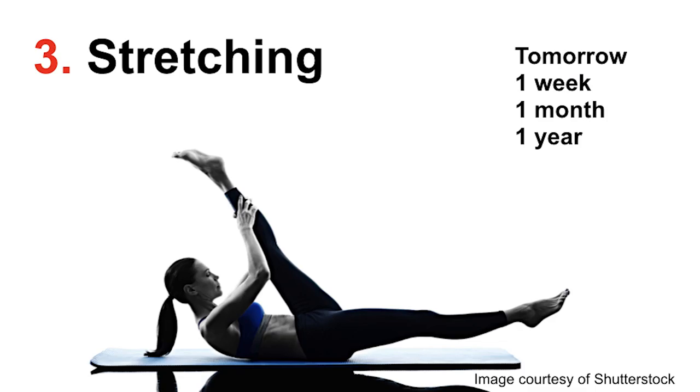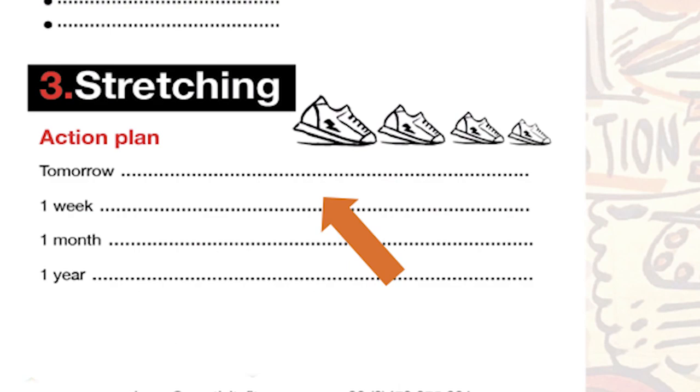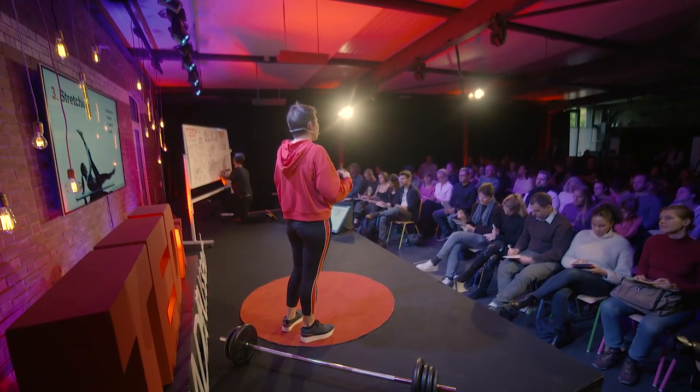So what should you be doing tomorrow as a baby step to make this solution happen? What should you be doing by a week? What should you be doing by a month and by a year? How would that solution look like? So at the end of your booklet, you have a stretching picture. It's called stretching, so I think it's pretty clear. And you can write down your action plan. Okay, let's go. Let's have 10 seconds. Write your action plan. Go.